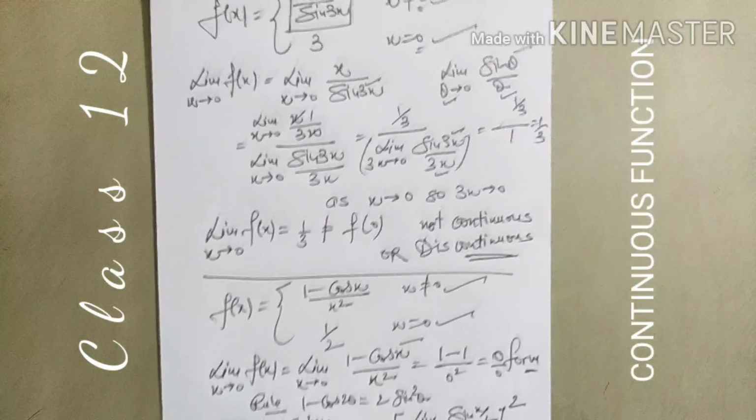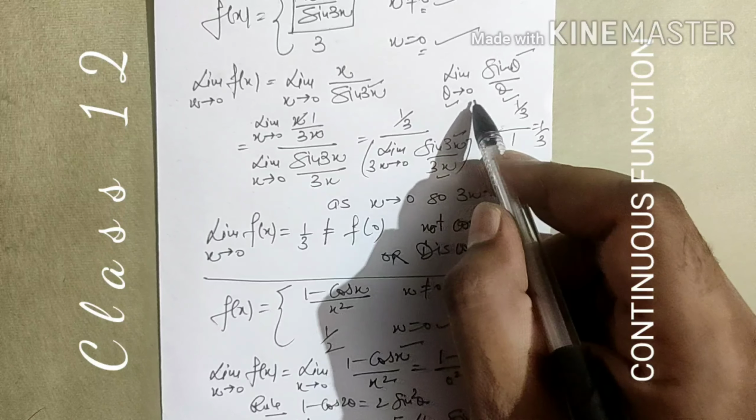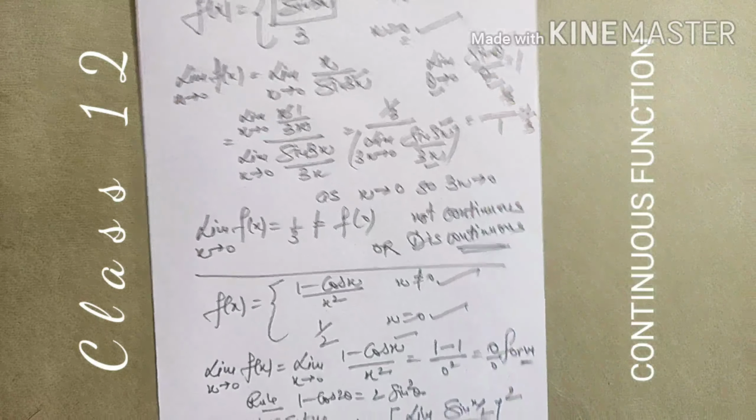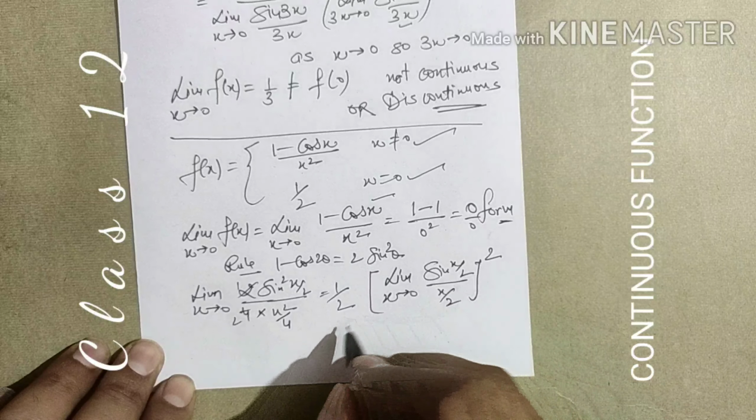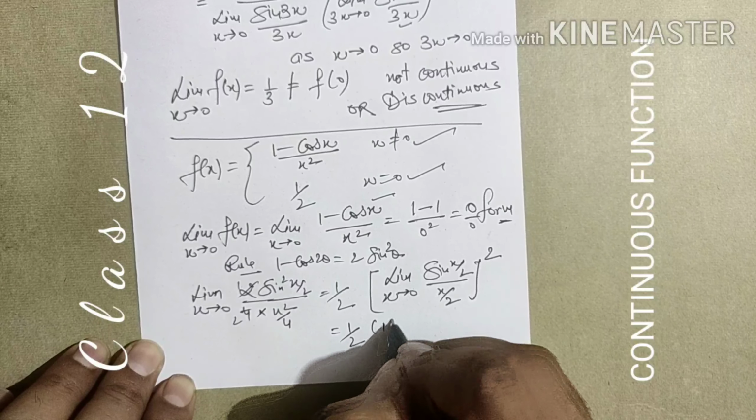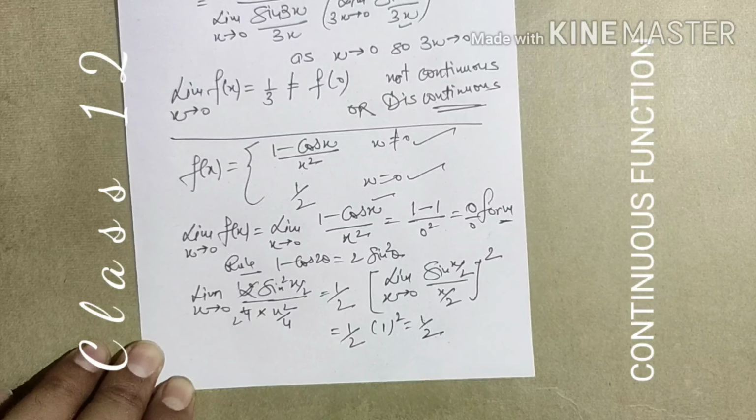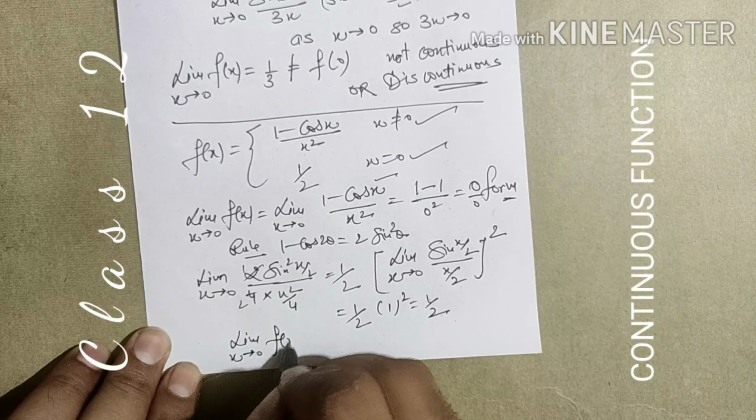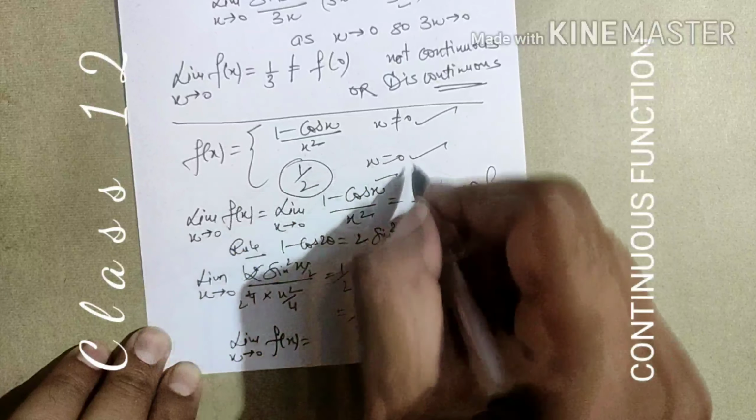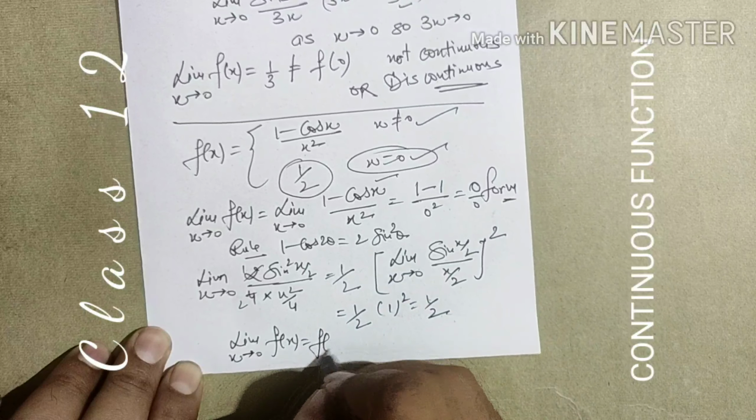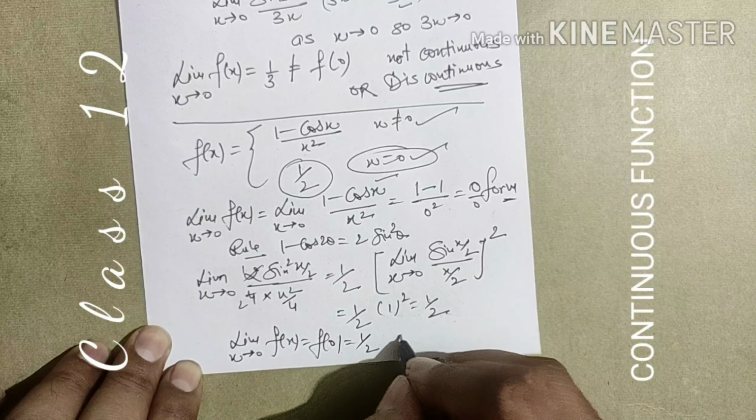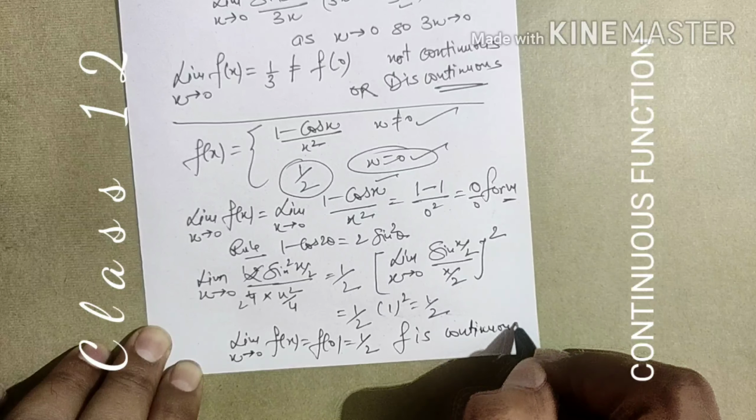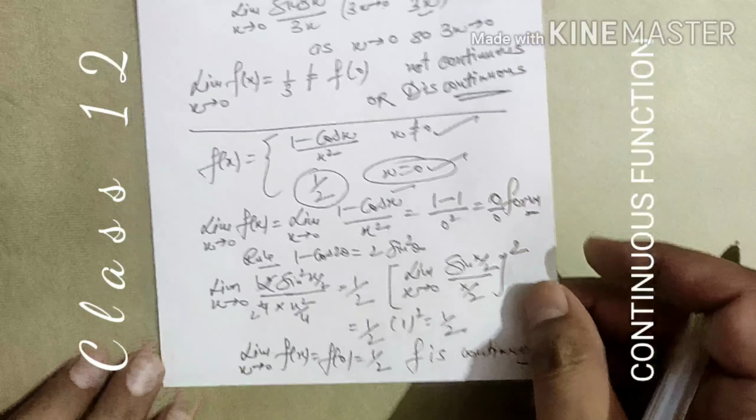By the rule we have done, limit angle tends to 0 of sine of theta divided by theta is given by 1. The same rule we are going to apply here. So it becomes 1 by 2 times the square of 1, which is 1 by 2. It means when we apply the limit on the function, this is the same as the value when x is equal to 0. It means f is a continuous function. This is our second type of function.